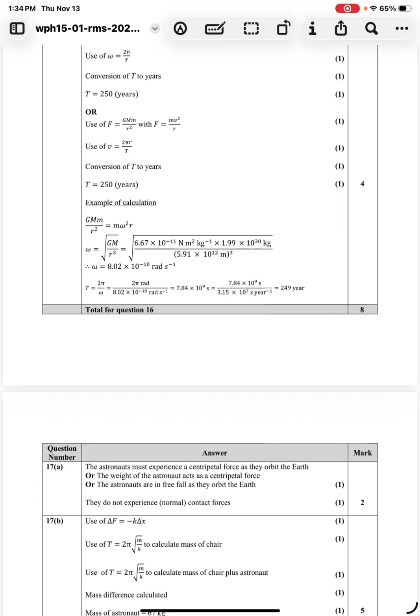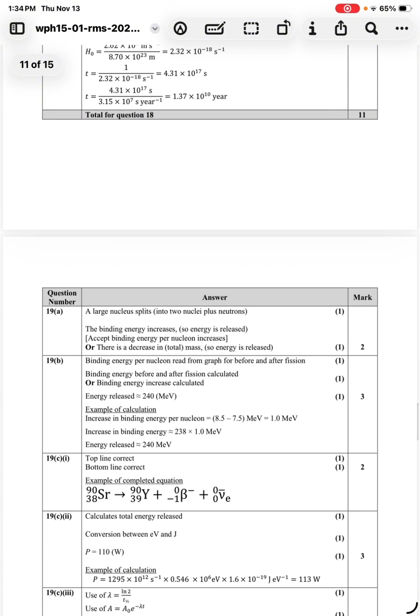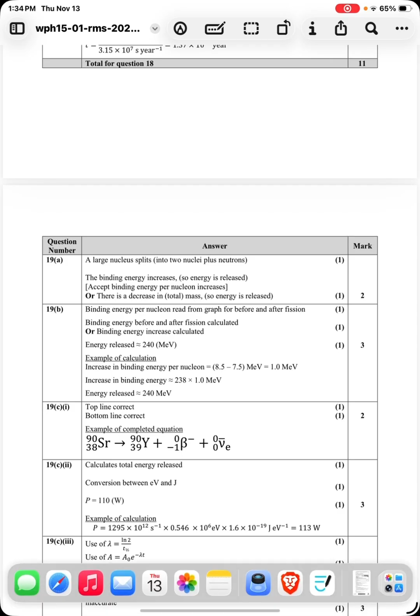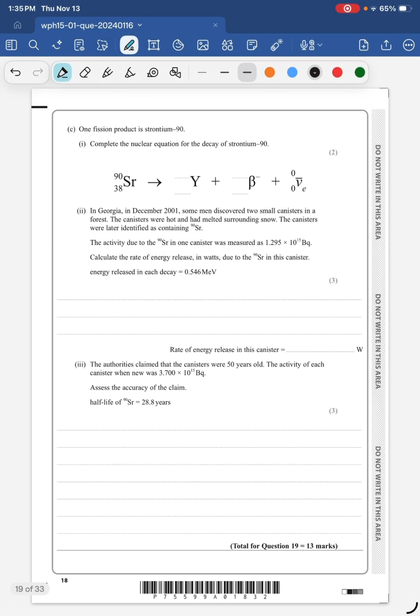Okay, this is question 18 or 19? 19. Okay, they find 240. That's good enough. It works for me. So let's move on.